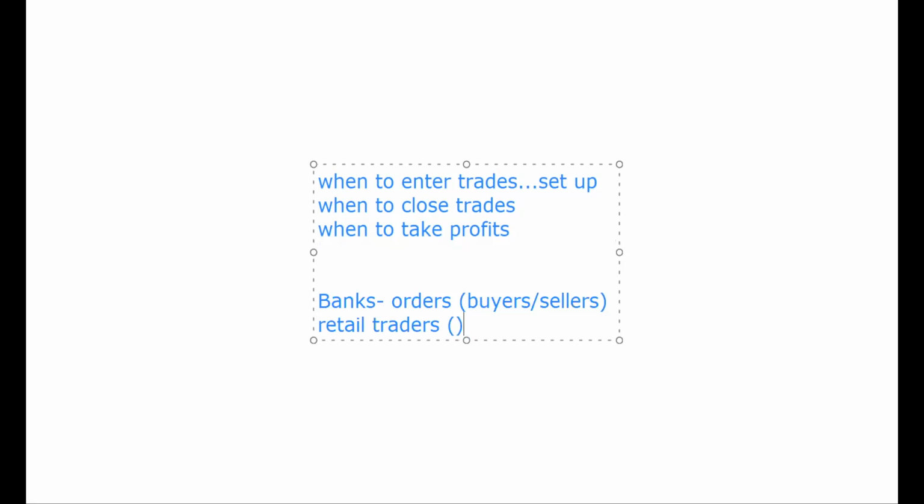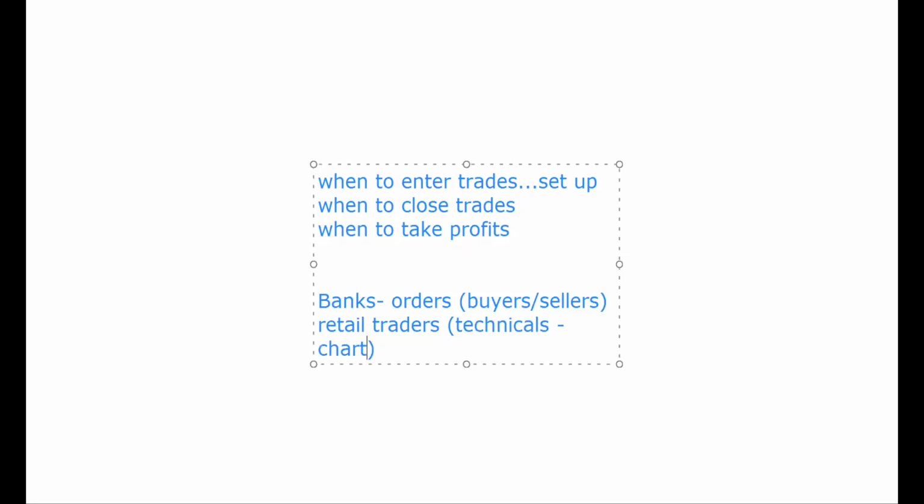But if you look at retail traders, we don't have the privilege of looking at the orders, like seeing how many people have sold and how many have bought. So we don't have that privilege. What we do have is the technicals, which means we have the charts, and we all can see the charts.